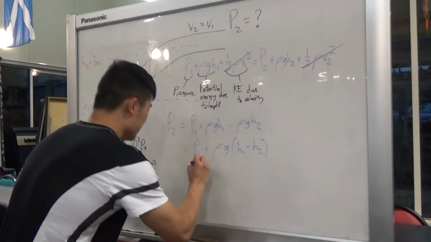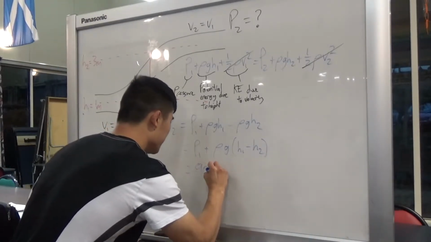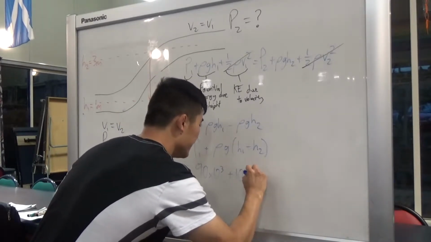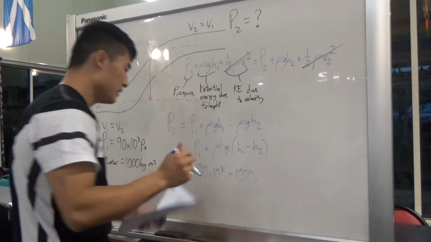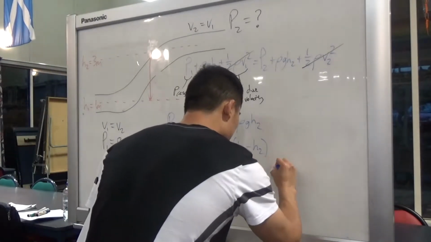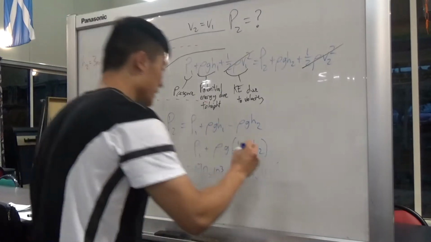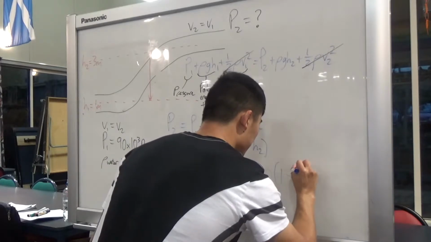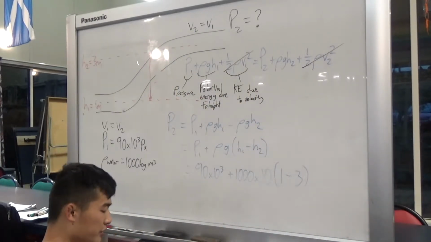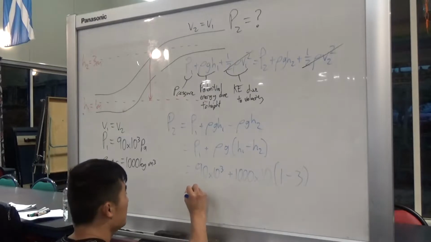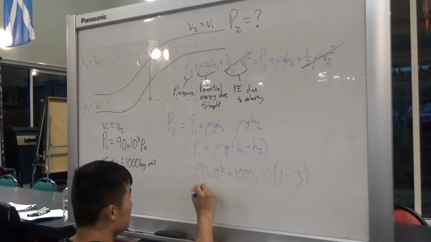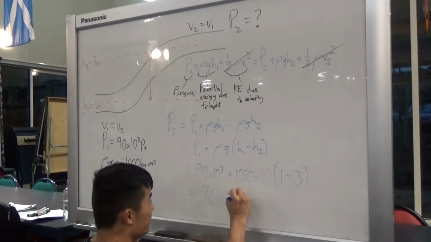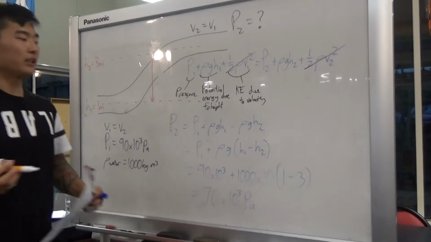So then our pressure 1 is 90 times 10 to the 3 plus 1,000, our density, times gravity, which is 10, times height 1 was 1 meter minus height 2 was 3. So that should give you 70 times 10 to the 3 pascals, which is 70 kilopascals.